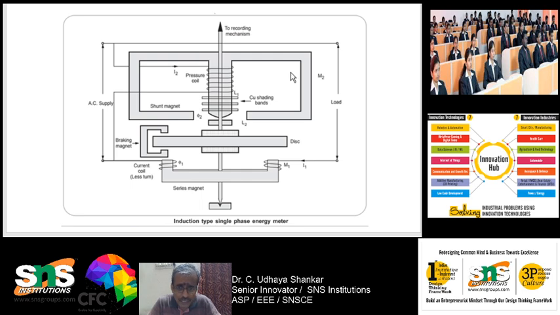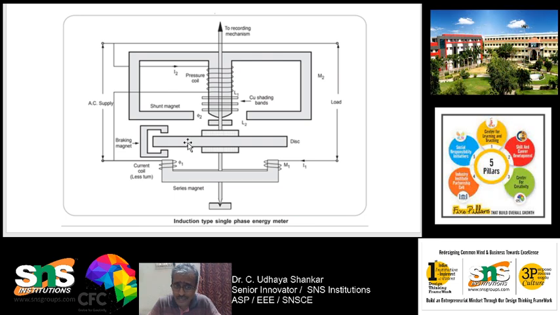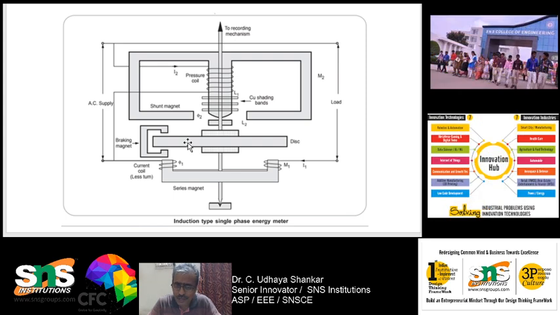From this you can see how it works. This induction type is nothing but, as I have already told, a current is passed to two different coils: one is the current coil, the other one is the pressure coil, and these coils produce a rotating magnetic field which interacts with the aluminum disc, and because of which the disc starts rotating.